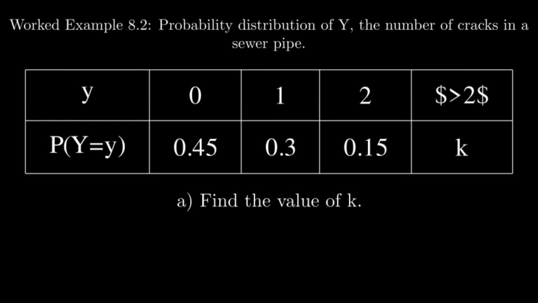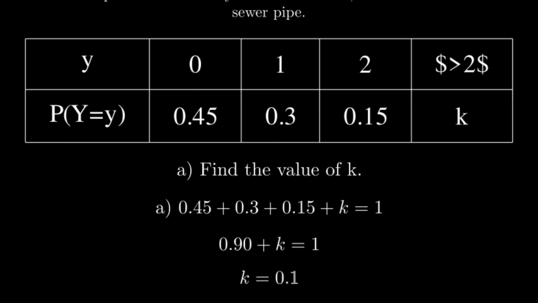First, let's find k. How do we approach this? We use the key point from the last scene. The sum of all probabilities in a distribution must be 1. So we set up the equation, 0.45 plus 0.3 plus 0.15 plus k must equal 1. The known probabilities sum to 0.9, therefore k must be 1 minus 0.9, which is 0.1.